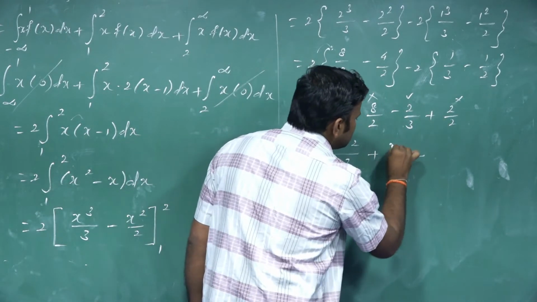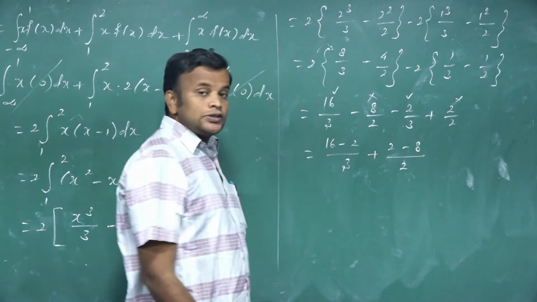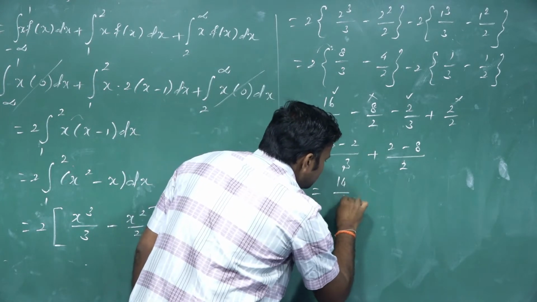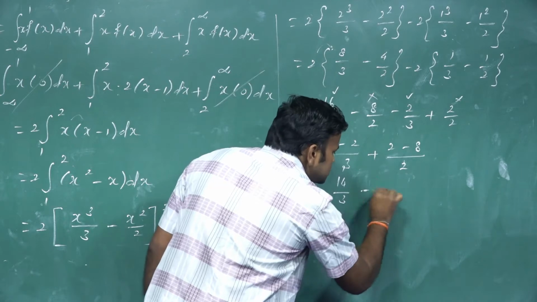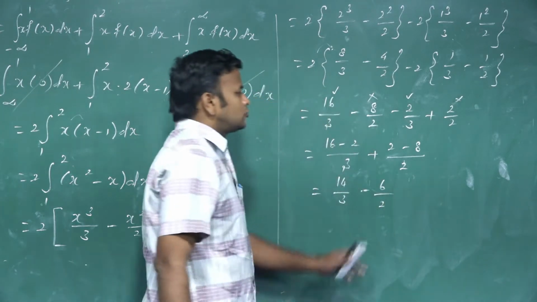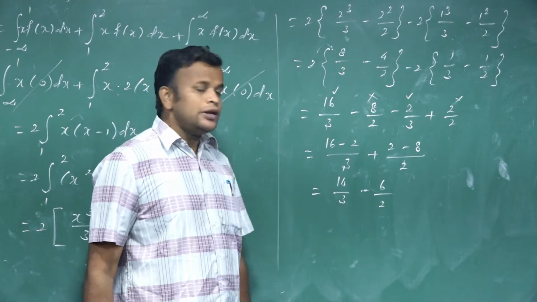First I write the positive number: 2 minus 8. 16 minus 2 is 14 by 3. Plus and minus is a minus: 6 by 2. 2 minus 8 is minus 6 by 2.